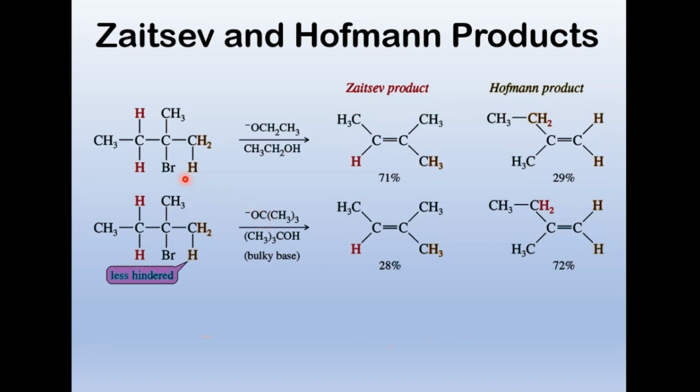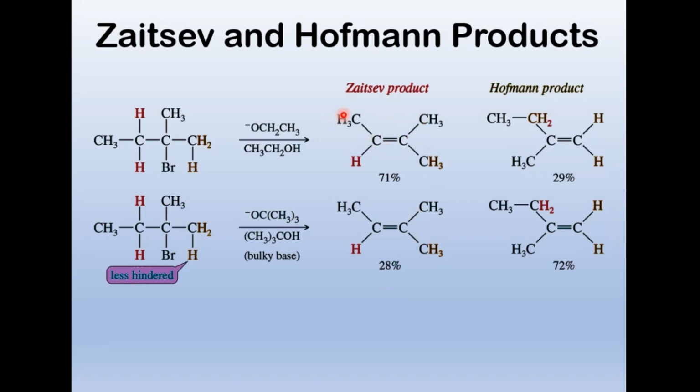This big bulky base has a harder time getting in here because it's running into this methyl and that methyl there, so it goes to the end where it's not sterically hindered to pull off one of these protons, and we get this in the larger amount. So that's the Hofmann product. Bulky bases prefer to form the Hofmann product. A slender base is going to follow the Zaitsev rule. And that rule in a sentence would be: when you can form more than one alkene, you form the one that is more highly substituted.